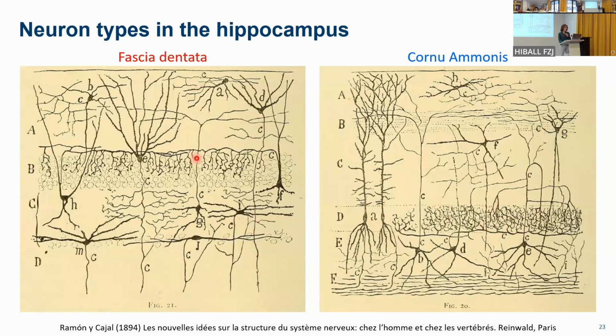And in a slightly later publication, he repeated these drawings of the cornu ammonis, only put them into one image, and he also provided drawings of the different cell types that we've got in the fascia dentata. Again, here we've got the granule layer, that would be the molecular layer, and down here we've got the multiform layer.